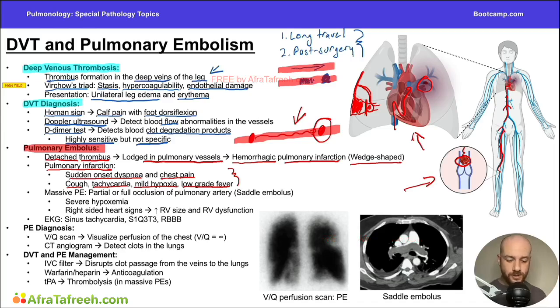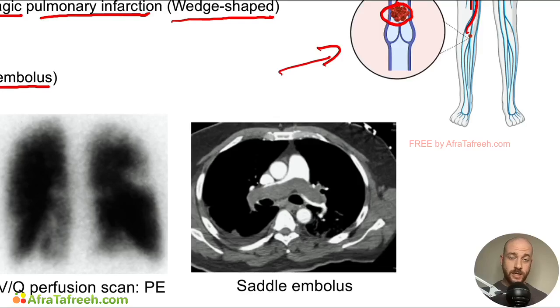And on that note, there's also something called a massive pulmonary embolism. And this is where we get the partial or full occlusion of the pulmonary artery. And oftentimes we call this a saddle embolus. So if we just take a look at this CT scan over here, this is a cross section just above the heart. So right here, we can see this is the pulmonary artery, and the white is fresh blood. And this dark structure right here that kind of looks like a saddle, this is a saddle embolus that has lodged in the pulmonary artery and is now fully occluding the pulmonary artery.